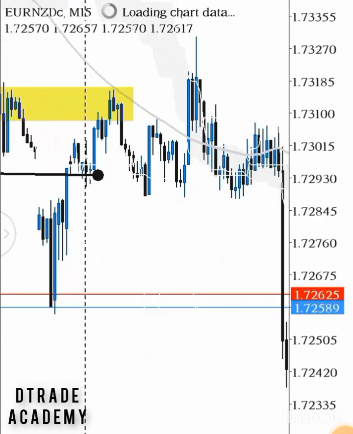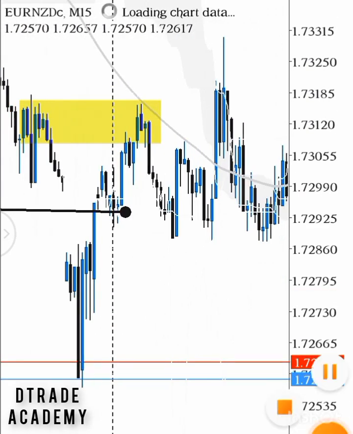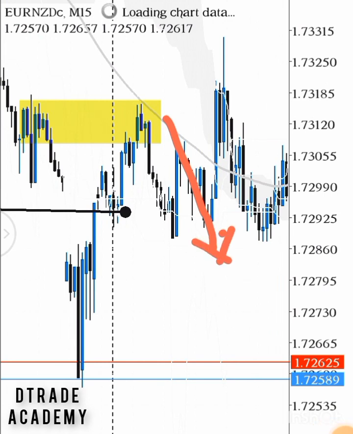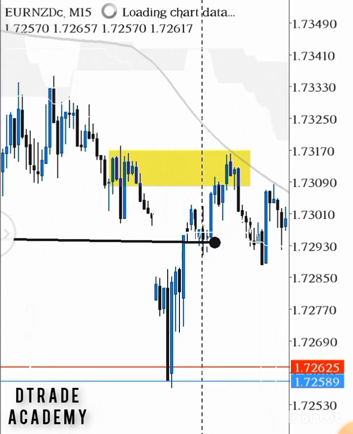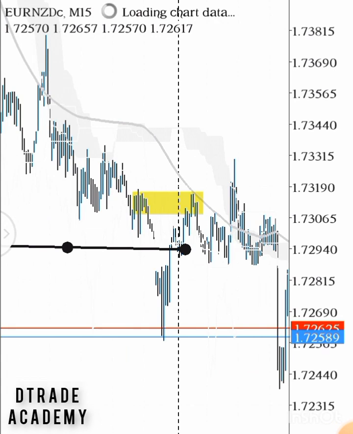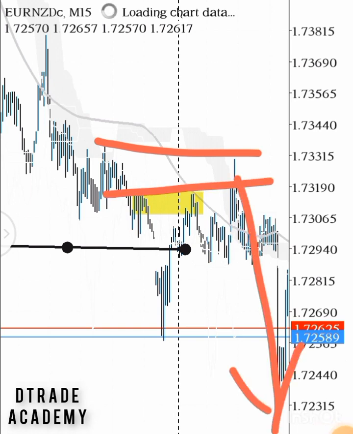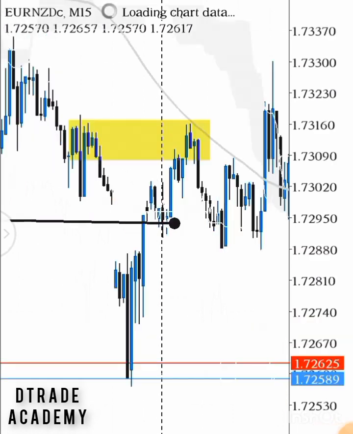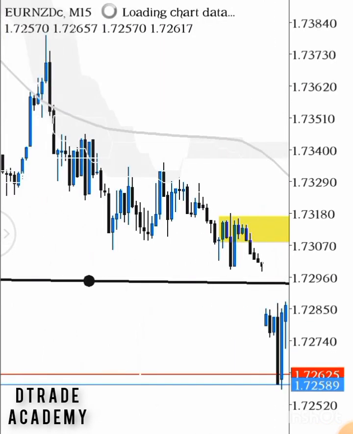So when they induce traders that, oh, we are now taking the price down, they will now come and tap into the true order block and create liquidity. You can see how they came to tap into the true order block above, then push the price down. So please do not fall for this trap. Do not fall for their trap.